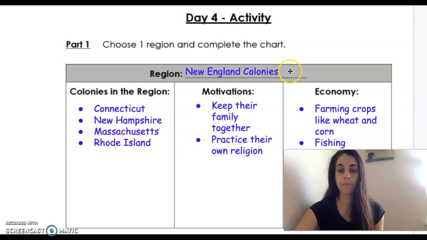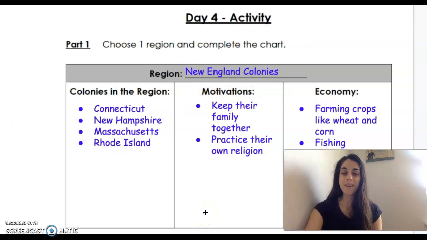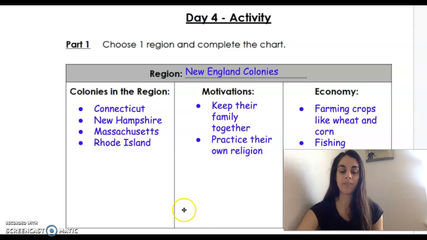You're going to make a poster. You're going to do the same thing as me about your region. Please send me a picture of your poster. I can't wait to see it.